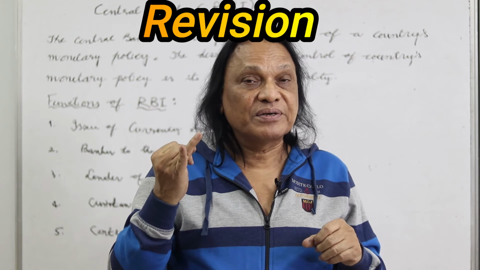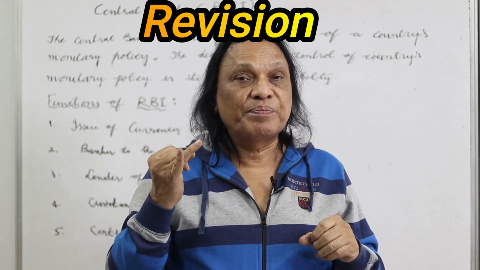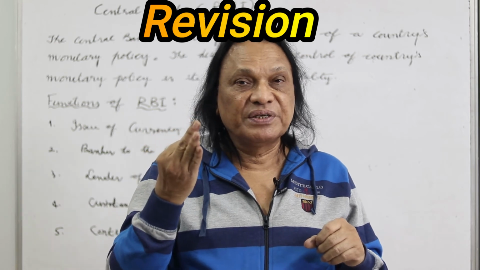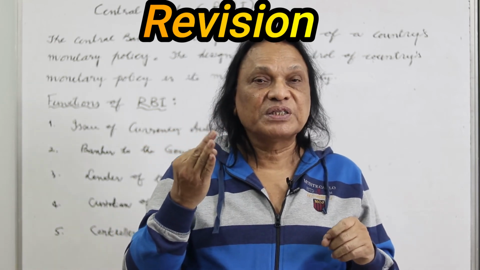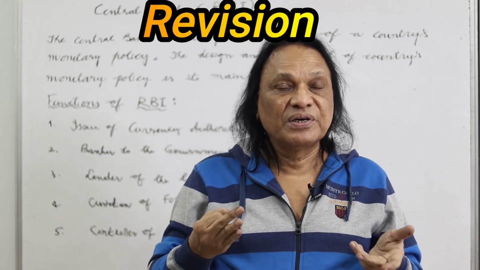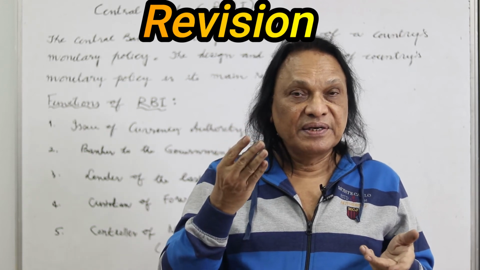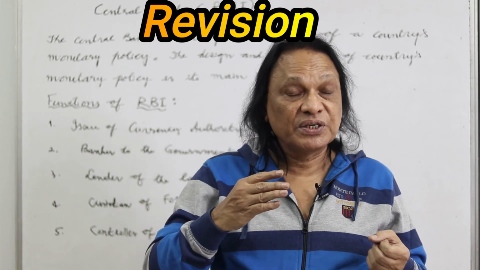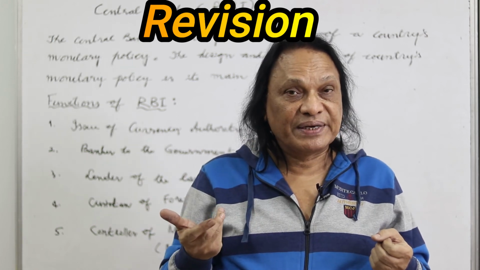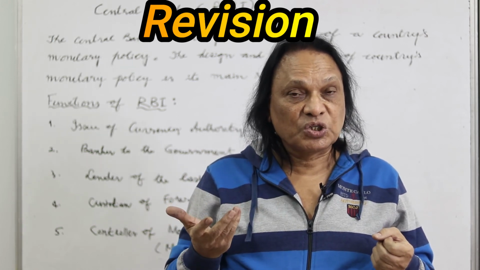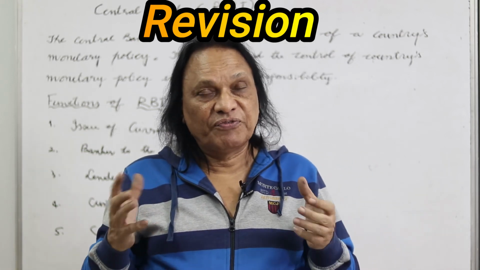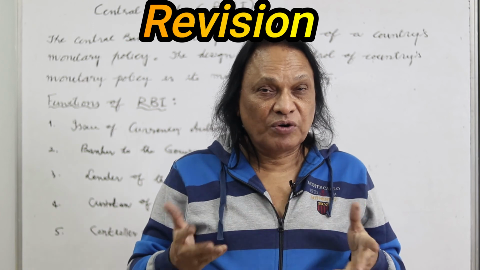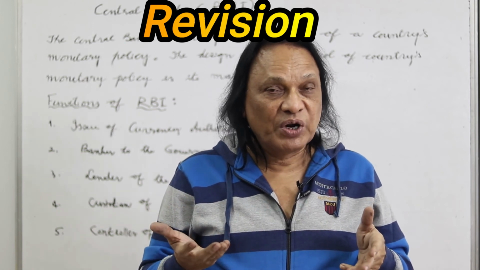Number 2, banker to the government. All the banking transactions of the government are with the central bank. Number 3, central bank is the banker for all the banks. And the 4th point is that it's a lender of the last resort. In case of any financial crisis, the central bank will help the commercial banks. And the next point is custodian of foreign exchange. All the foreign exchange reserves are with the central bank. And the last point is controller of credit. That is nothing but monetary policy.